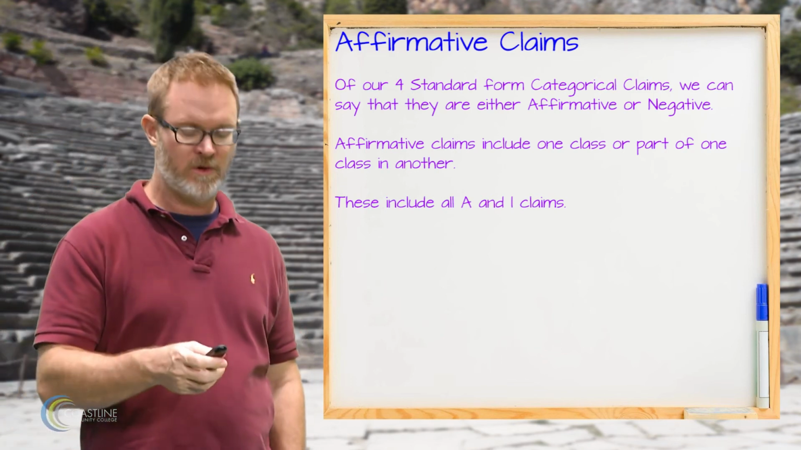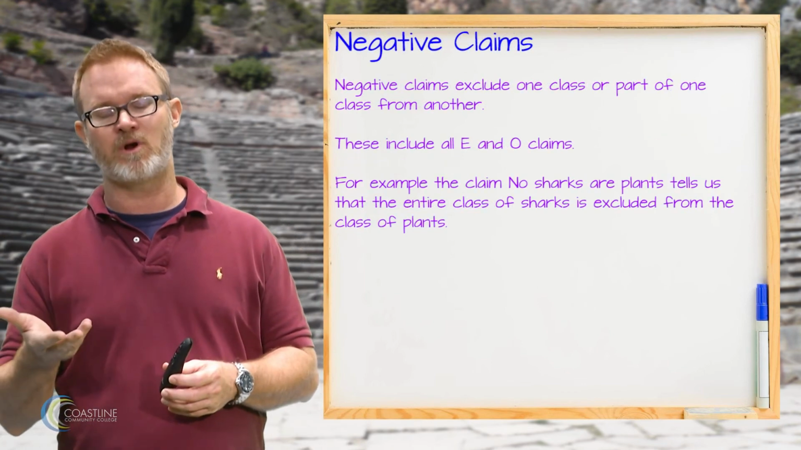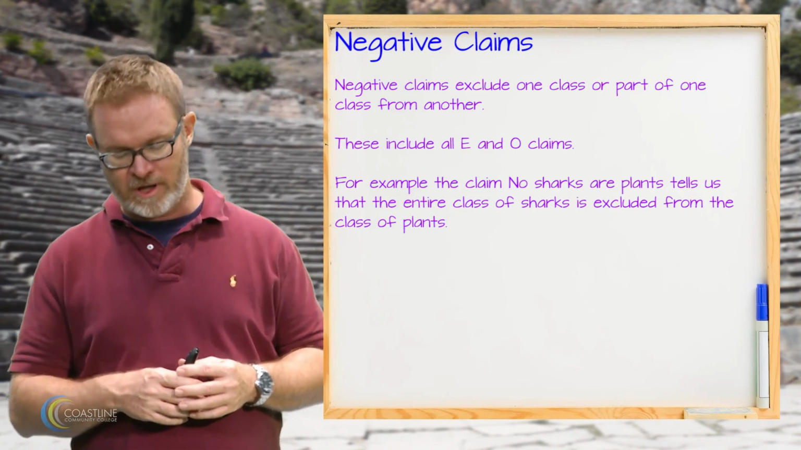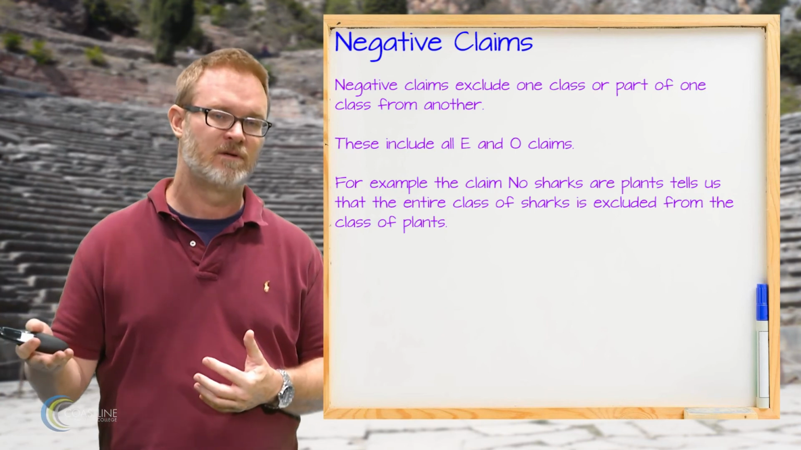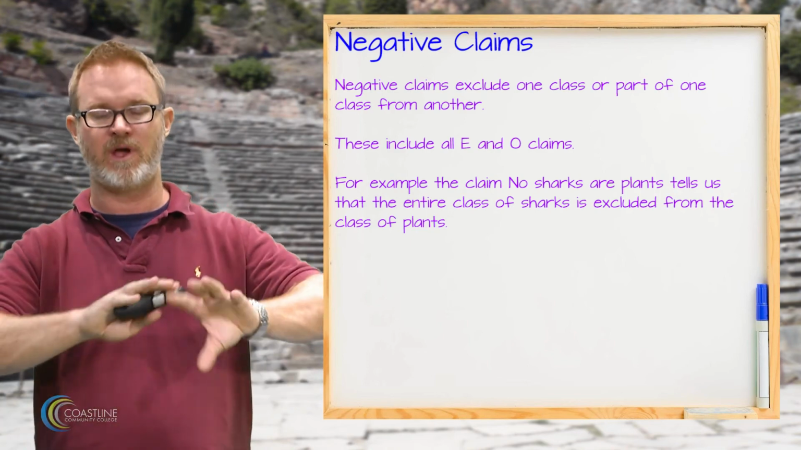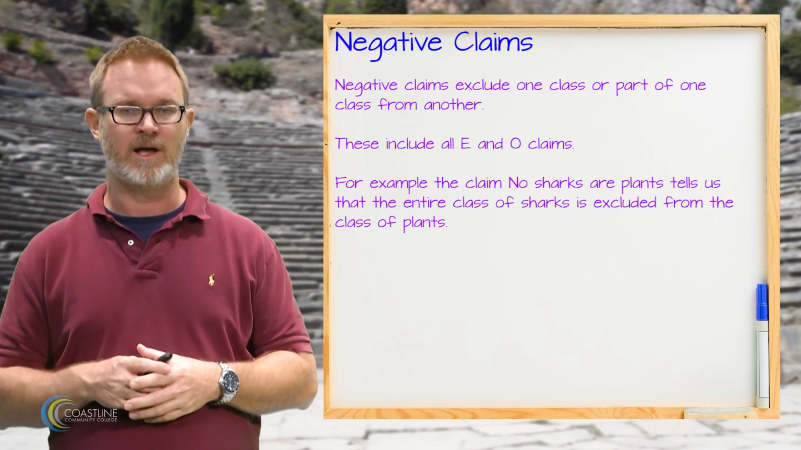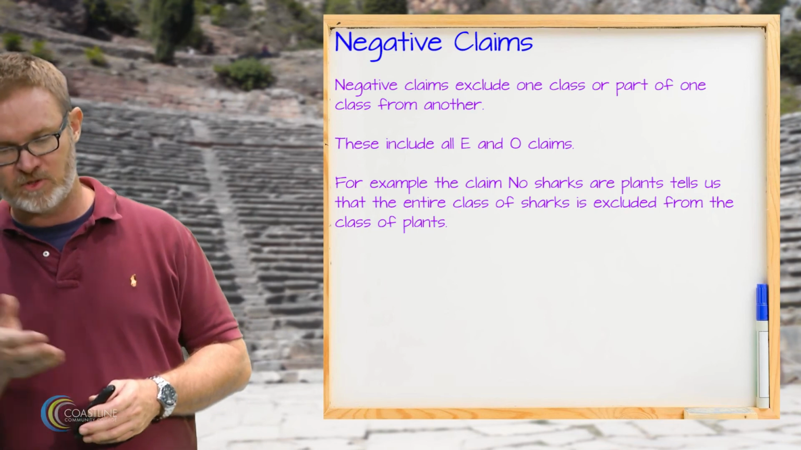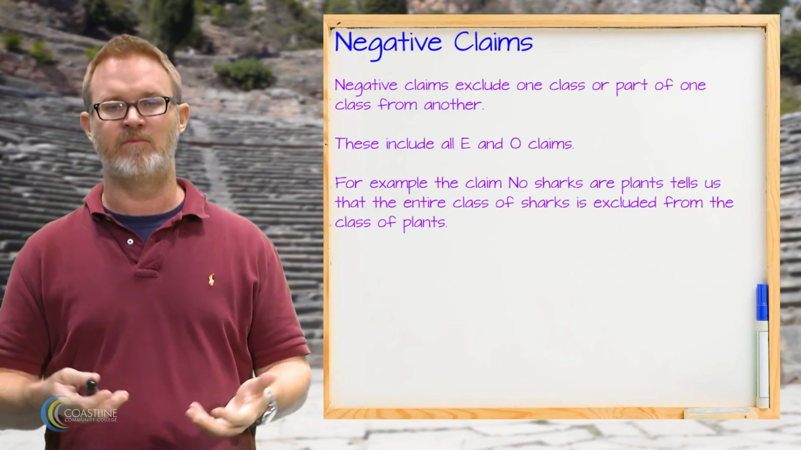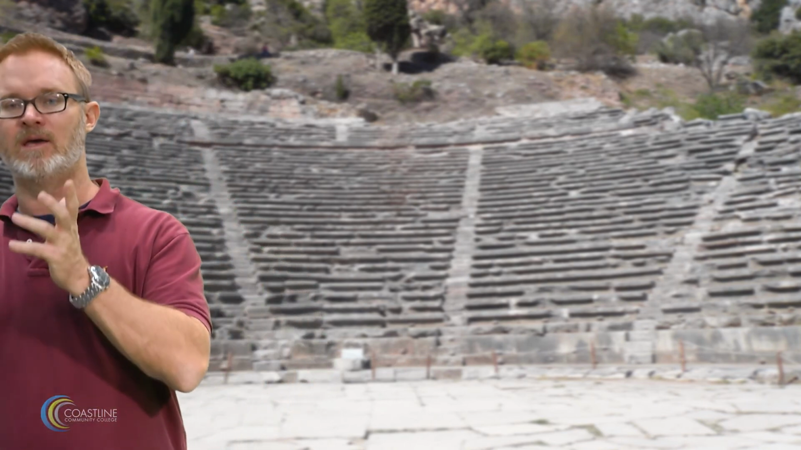Okay, and then for the E and the O claims, we call those negative claims because they describe a relationship of exclusion, one class being excluded from another, right? So again, if I said no sharks are plants, what I'm essentially saying is that there aren't any sharks that are included in the class of plants. They're excluded, right? All the members are excluded one from the other, one class from the other class, and so they don't share any members. So you have this relationship of exclusion, and we call that a kind of negative type of claim. So the E and O claims are described as negative, and the A and the I as affirmative, okay?